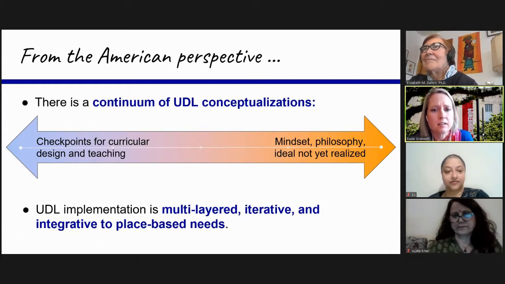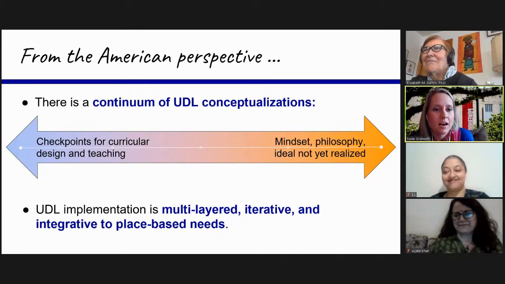And then the last thing that we'll share about our learnings is that UDL implementation is multi-layered, iterative, and integrative to place-based needs. What I mean by that is it's not a straightforward take this framework, check the boxes, and you're going to have UDL. It's so much more complex, just like teaching is very complex. It's a human kind of activity, right? It takes into account so many different characteristics of ourselves as teachers and designers, our learners' needs, and what's happening around us in our own context, including the COVID-19 pandemic.